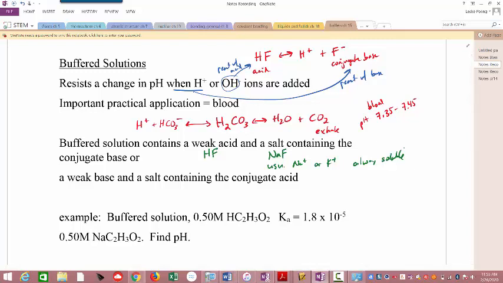Now, of course, we could also have a weak base. For example, NH3 ammonia is a weak base, and so its conjugate acid is the ammonium ion. So a salt with the ammonium ion, that's the conjugate acid. And again, we want a soluble negative ion for this.